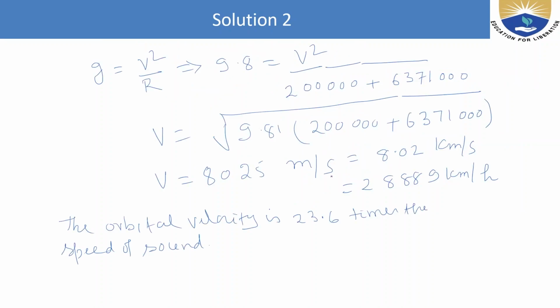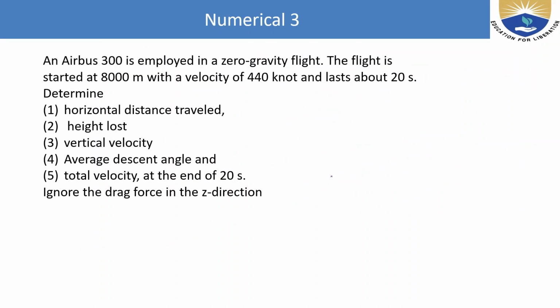Now we will go for numerical number 3, and here we will see that an Airbus 300 is employed in a zero gravity flight. The flight is started at 8000 meter with a velocity of 440 knot and lasts about 20 seconds. Determine horizontal distance traveled, height lost, vertical velocity, average descent angle, and total velocity at the end of 20 seconds. Ignore the drag force in the Z direction. So here zero gravity is there.